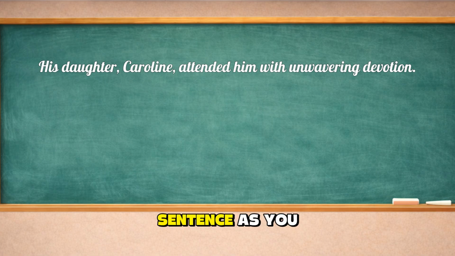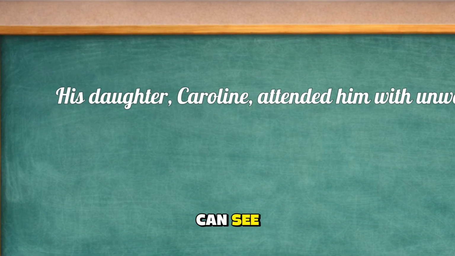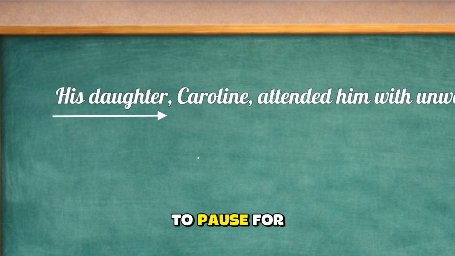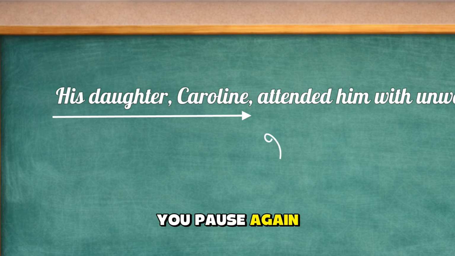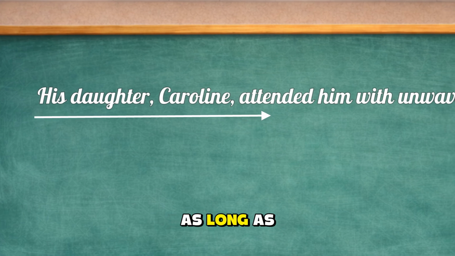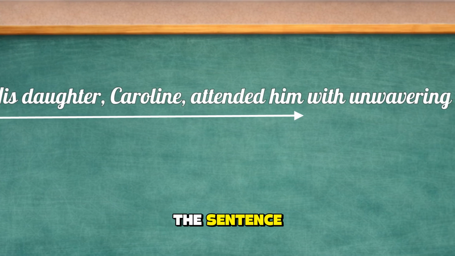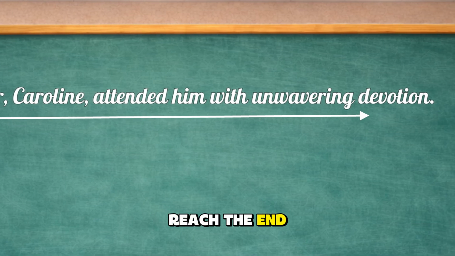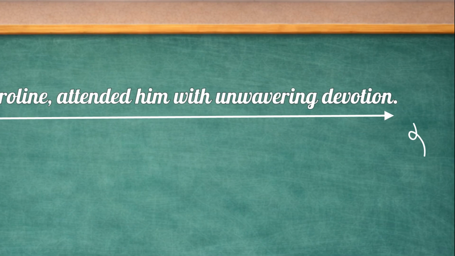This is a sentence. As you can see, it starts with a capital letter. It continues until it reaches a comma, which tells you, the reader, to pause for a moment before continuing. If there is another comma, you pause again. And you keep doing that as long as commas appear in the sentence. You only stop completely when you reach the end, where you'll find a period, also known as a full stop.